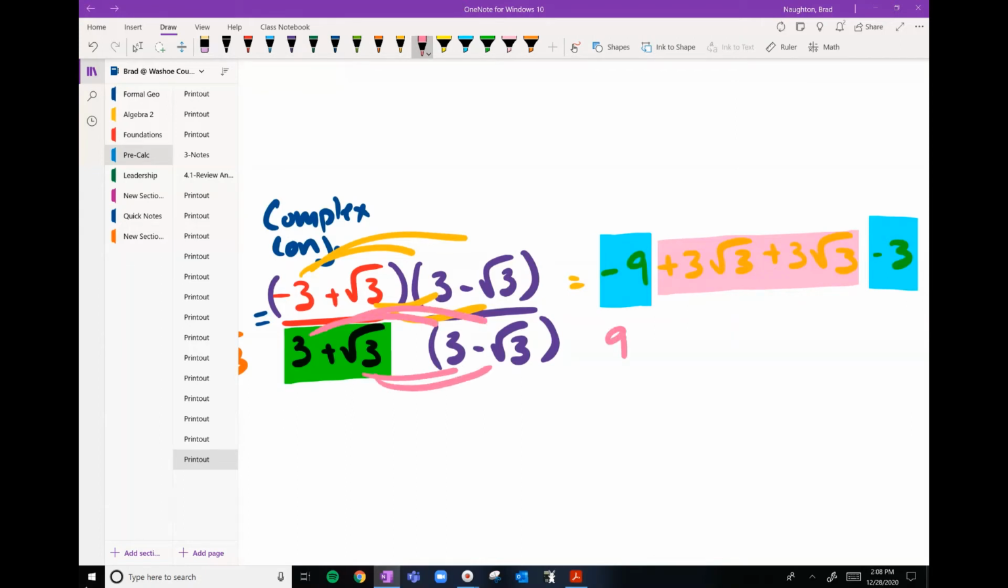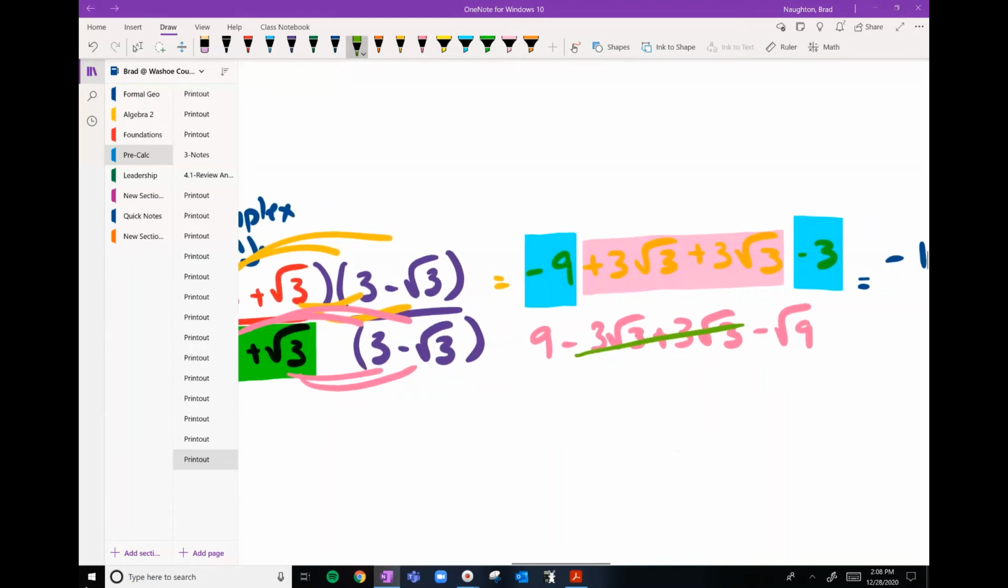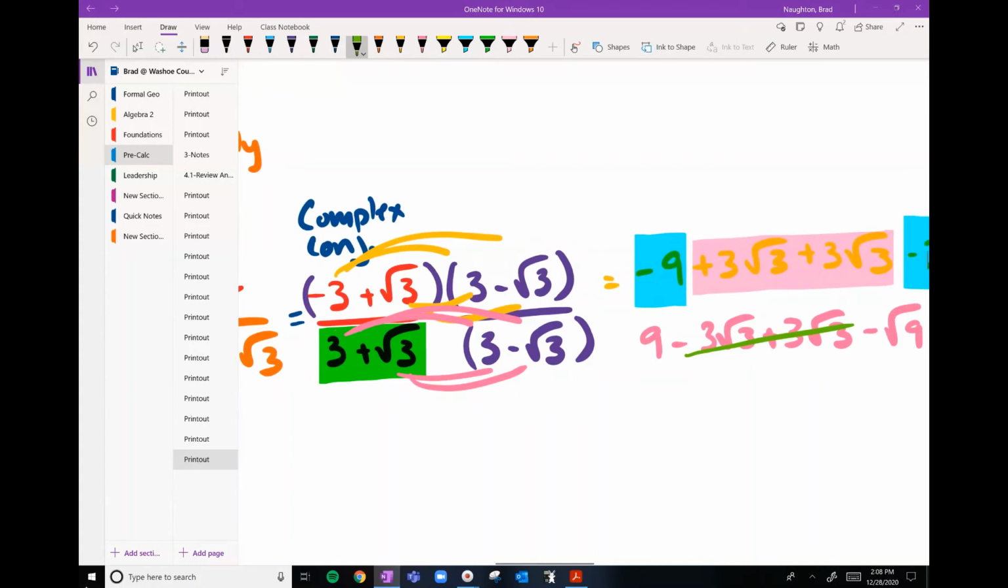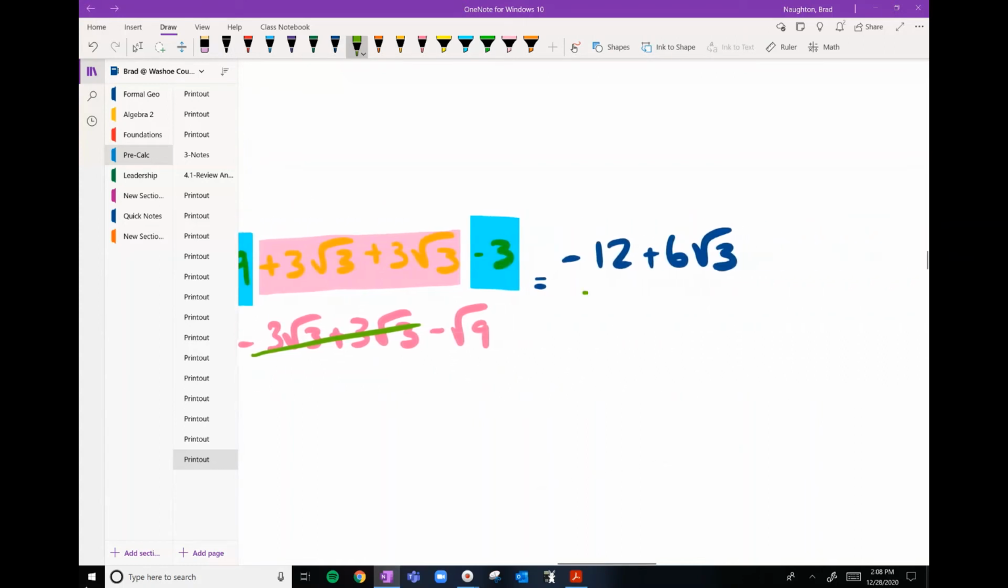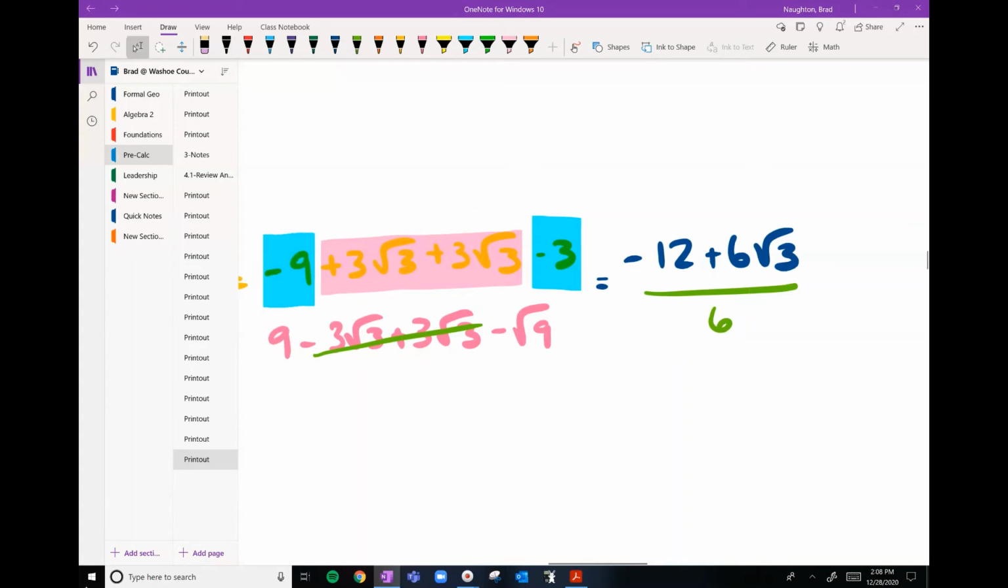So we're going to get 9 and then a minus root 3, a plus 3 root 3, and then a minus root 9. And then you're going to see that these are opposites, so they'll cancel out. And so what we're going to get is 6, because we'll get 9, this will become a 3, so we have our 6.